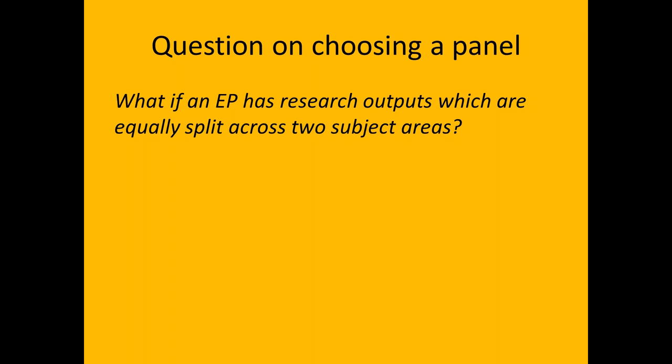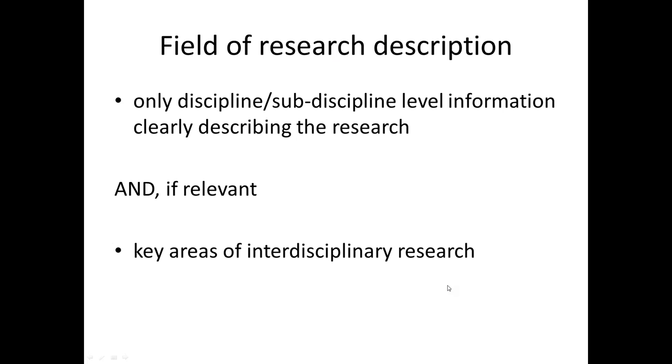Okay, so moving on. So the field of research description. The purpose of this is to assist the chair with assignment within the panel. So the chair's going to have a bunch of experts, and he or she will use that to decide who's the best expert to look at this particular piece of research, or it also might indicate to the chair that it needs to go outside the panel to another one. So this should be a brief narrative description of your work, a short example, so we're talking about discipline or sub-discipline level information, clearly describing the research, and if it's relevant, any key areas of interdisciplinary research.